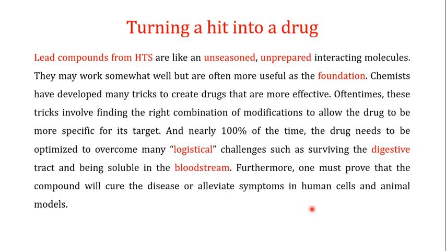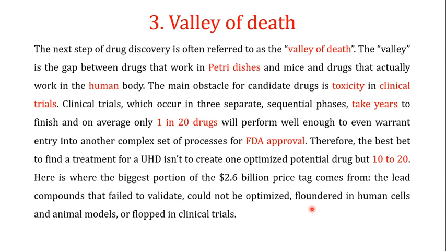Now, furthermore, one must prove that the compound will cure the disease or alleviate symptoms in human cells and in animal models. Now, this is the third step of the drug designing, and the most dangerous one, that is known as the valley of death. What this valley refers to is the gap between the drug that works in the petri dishes and mice, where you have got everything in control, and the drugs that actually work in the human body, where you cannot control anything.